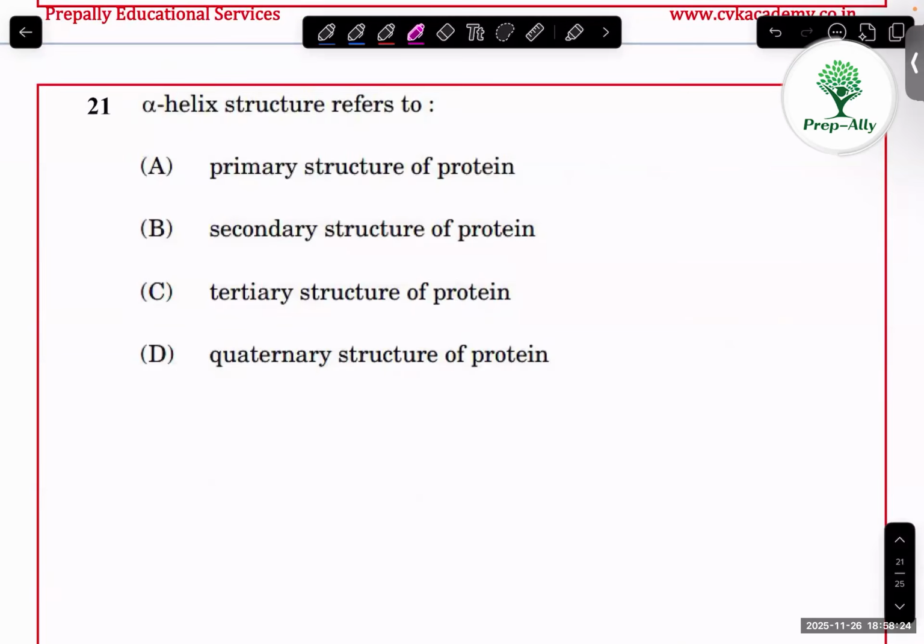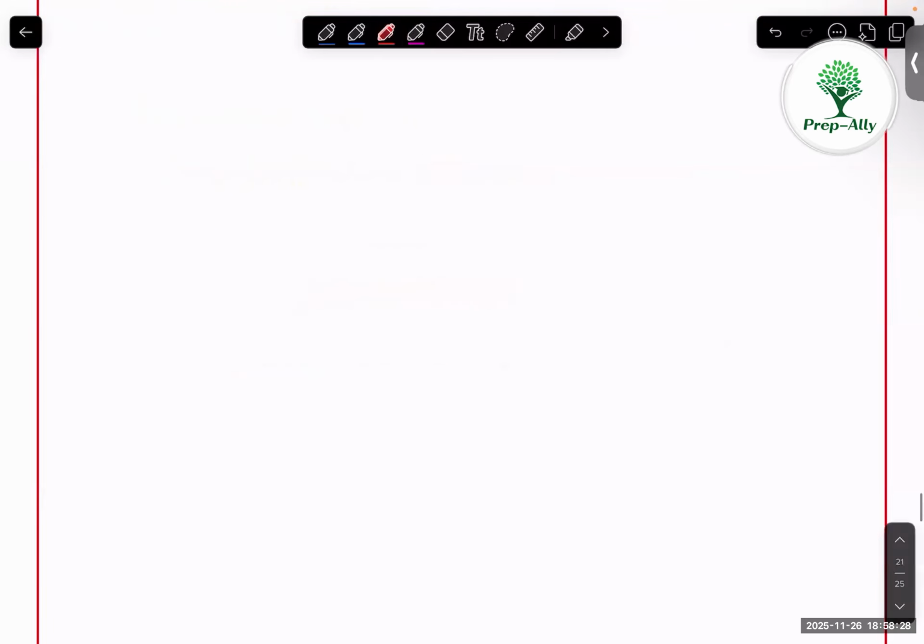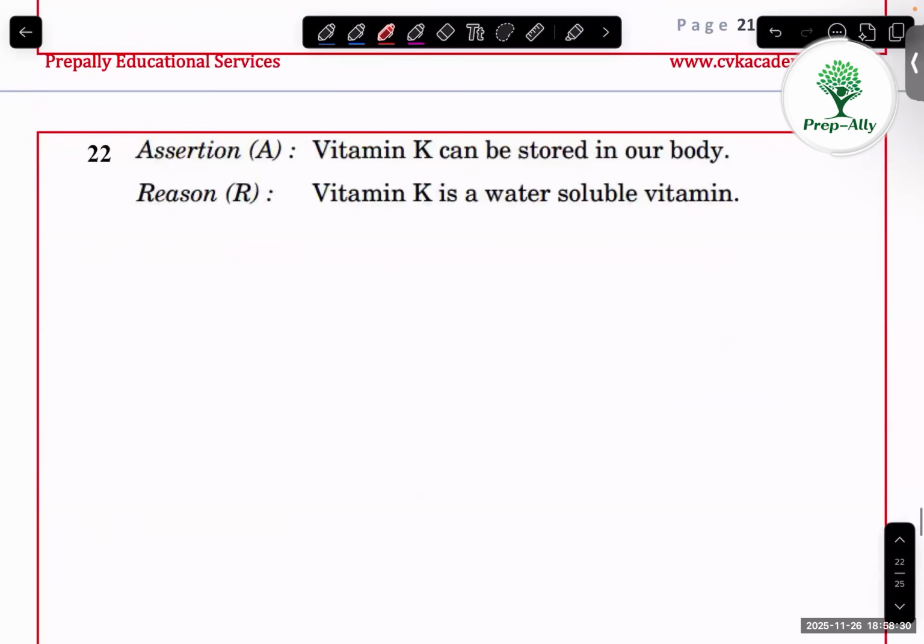Now 21st question, again an MCQ. Alpha helix, that is just secondary structure we have already seen. Assertion reason: vitamin K can be stored in our body. So is that true? Basically DEK, right? K and A. You can write any way you can remember. I just remember it as DEK. Okay.